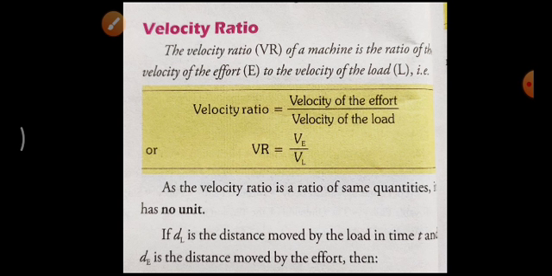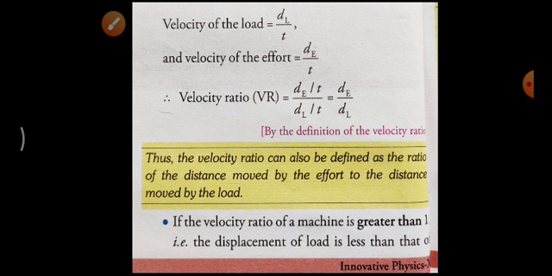If dl is the distance moved by the load in time t, and dE is the distance moved by the effort in time t, then what will happen? We know that velocity is equal to distance divided by time. So the velocity of the load is dl divided by t, the distance moved by the load divided by the time taken. Then the velocity of the effort is equal to the distance moved by the effort divided by time.